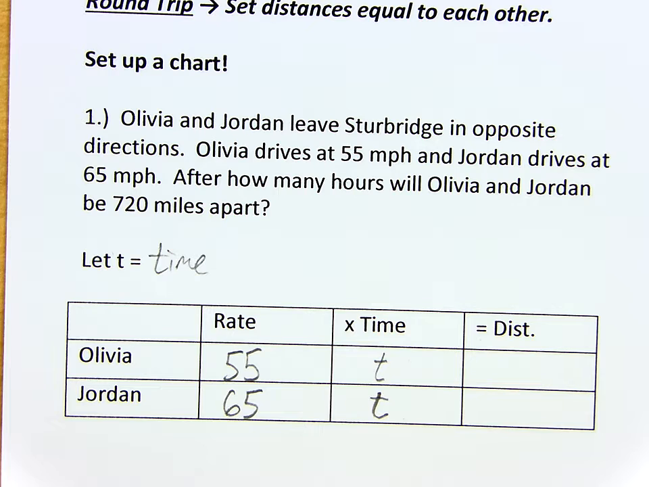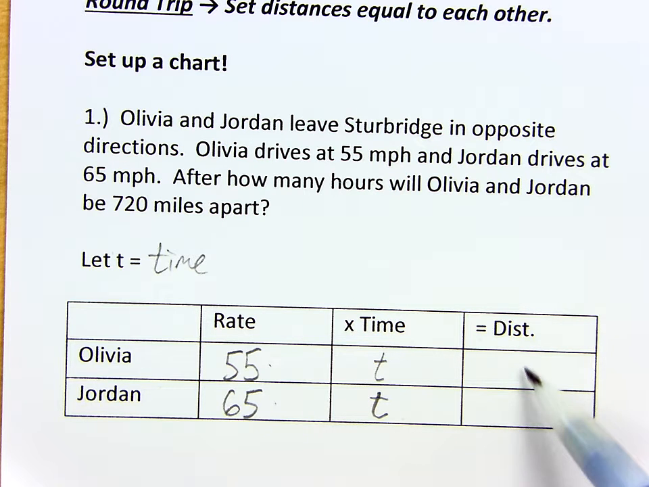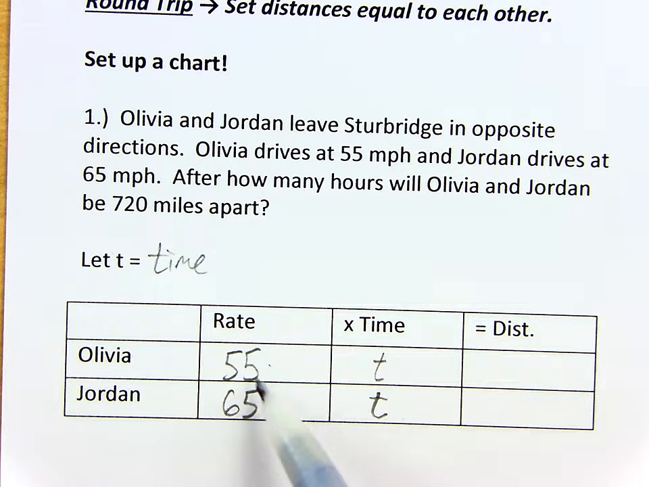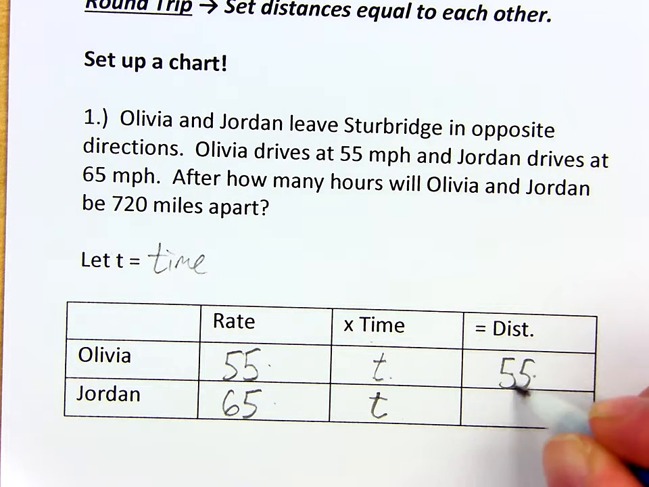All right, guys, that was not that hard so far, right? I just put in some t's and I knew the rates here. Once you have the rate and the time columns filled out, you automatically know what goes in these boxes. How? Because rate times time gets you distance. So I just multiply these two things together. That's it. What's 55 times t? 55t. What's 65 times t? 65t.